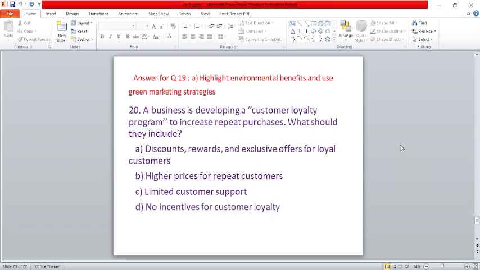Question number 20. A business is developing a customer loyalty program to increase repeat purchases. What should they include? A. Discounts, rewards, and exclusive offers for loyal customers. B. Higher prices for repeat customers. C. Limit customer support. D. No incentive for customer loyalty. The answer for question number 20 is A. Discounts, rewards, and exclusive offers for loyal customers.